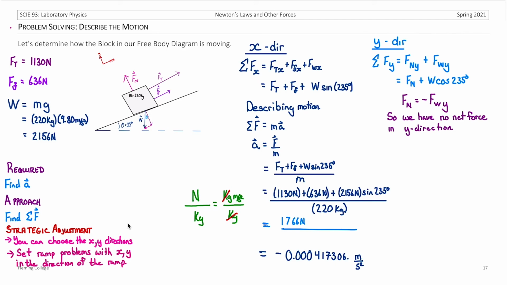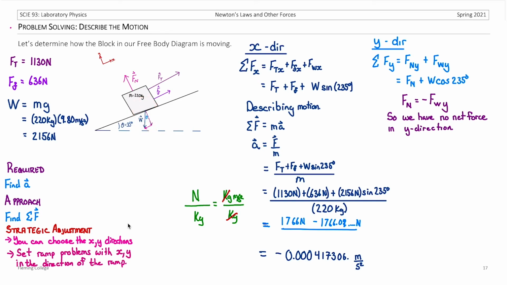And you'll see that that value becomes negative 1,766.09 and a bunch more information, newtons. Remember, if you're looking at this angle, we have positive x here, we have 235 degrees here, which means the component of our weight in the x direction is negative.